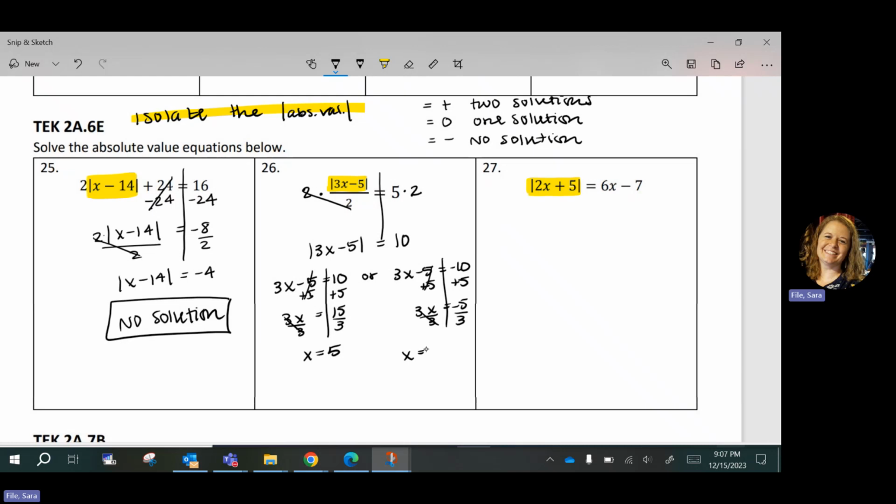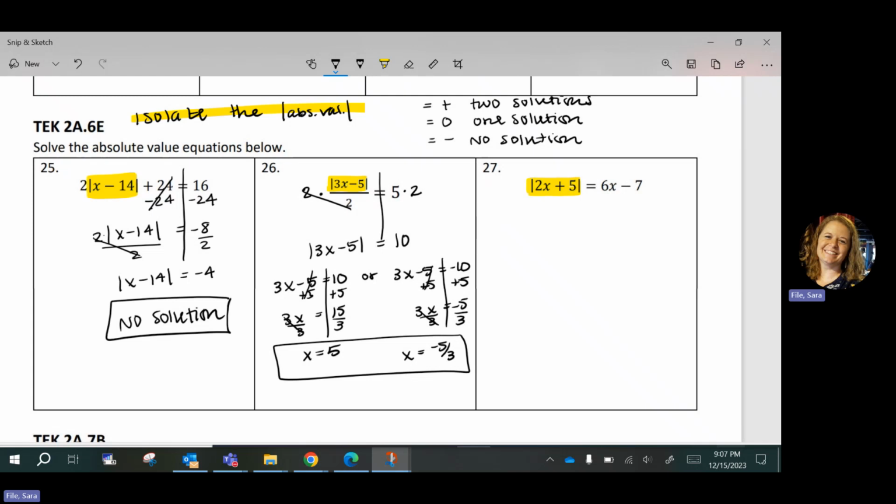Okay, and I'm just going to leave that one as a fraction since it doesn't divide out evenly. So I have 2 solutions there. And then for 27, our goal is to isolate the absolute value expression, and we've actually already done that here. There's nothing to move away from the outside of it. So it's set up as an equation, an expression that it's equal to, instead of just a number. But we're going to do the same thing we did here.